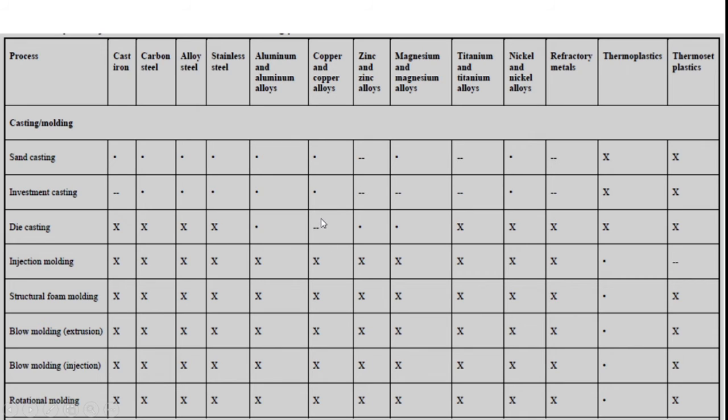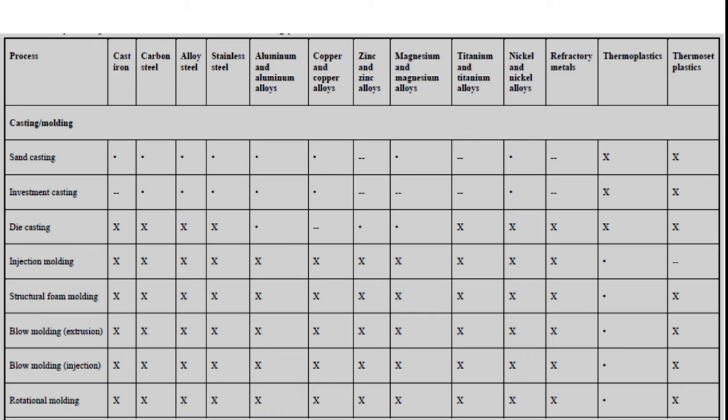If I consider copper and copper alloys for thermal conductivity applications, I consider sand casting, investment casting, and also die casting preferably. These are the three casting processes we can utilize for copper and copper alloys. And then what about zinc and the zinc alloys? For zinc and zinc alloys, we can preferably select sand casting and investment casting, but we can perfectly select die casting for zinc manufacturing applications.